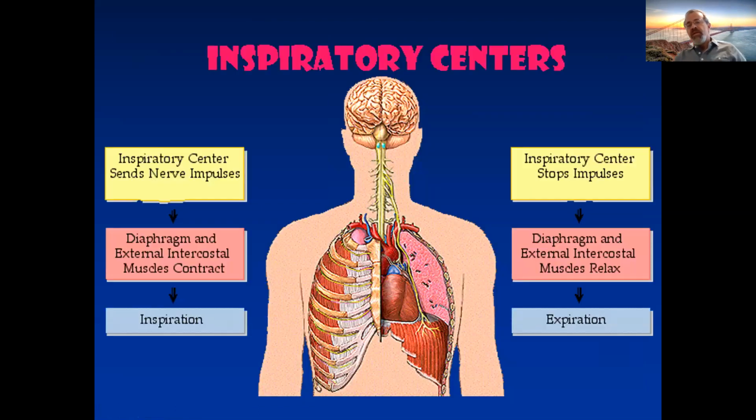All right. So let's pause for a second and take a look at what we know. For breathing to occur, the inspiratory center, the medulla oblongata, sends nerve impulses via the phrenic nerve to the diaphragm, and the intercostal nerve to the external intercostal muscles. Those muscles contract, volume increases, we breathe in. Remember, volume increases, pressure decreases, air flows in.